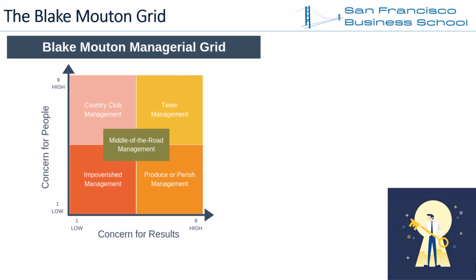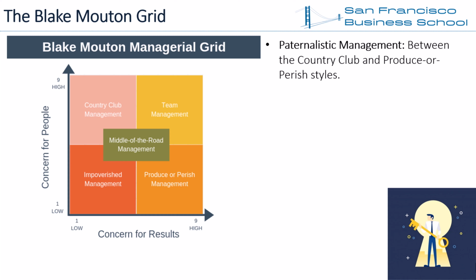Blake and his colleagues added 2 more leadership styles after Mouton's death in 1987, although neither appears on the grid itself for the reasons explained below. Paternalistic management. A paternalistic manager will jump between the country club and produce or perish styles. This type of leader can be supportive and encouraging, but will also guard their own position, and paternalistic managers don't appreciate anyone questioning the way they think.